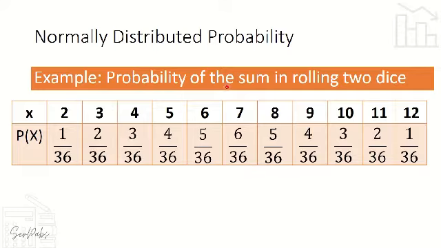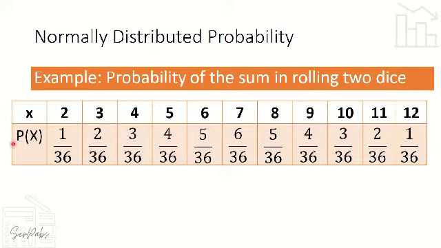Example of a normally distributed probability. So, this is the probability of the sum of rolling two dice. So, ilan ang combination of numbers na kapag inadd natin, it will have the following sum. So, we have the sum of 2, sum of 3, sum of 4, sum of 5, and so on. Example, for the sum of 6, we have 5 over 36 probability. Then, for the sum of 9, we have 4 over 36 probability.